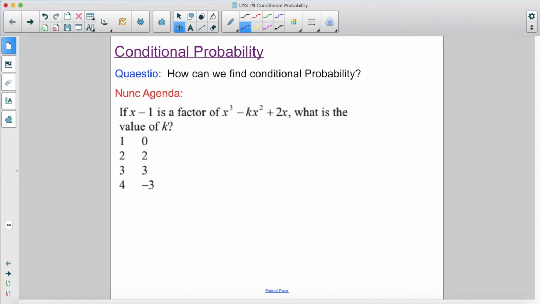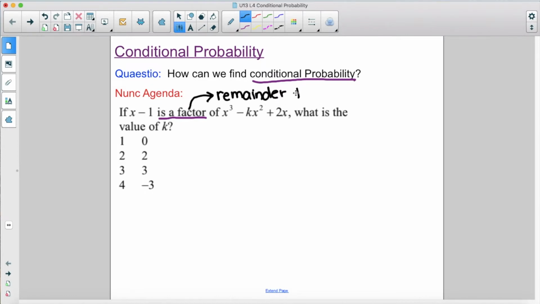Right, hello everyone. We're going to continue our probability unit, and today we're going to look at something called conditional probability. So first, let's look at our do now. It says if x minus 1 is a factor of x cubed minus kx squared plus 2x, what is the value of k? Now, this was a very old topic that we've done, but whenever the question is talking about a factor, you're looking for the remainder theorem.